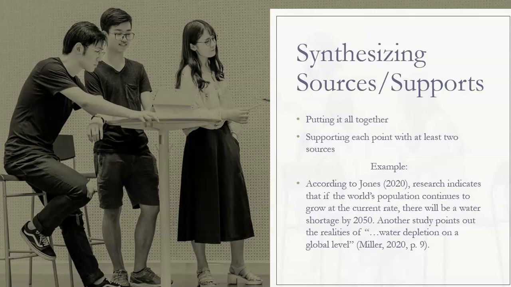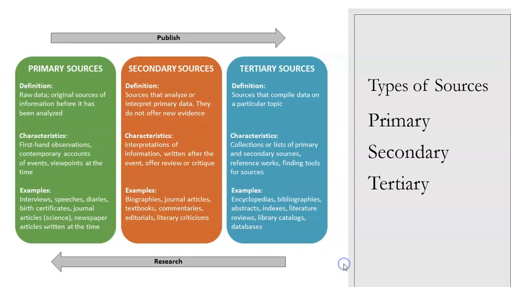Another study points out the realities of, and here's part of a quote. When you're missing the very first part of a quote, you have to use the ellipsis. It says water depletion on a global level. So another study points out the realities of water depletion on a global level. And then it looks like there was probably something after this. So Miller, 2020, page 9, because it's a quote, you will include the page number.